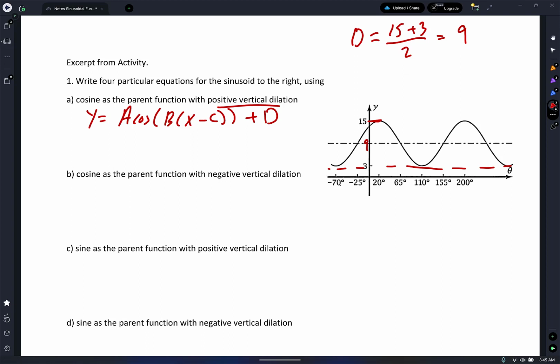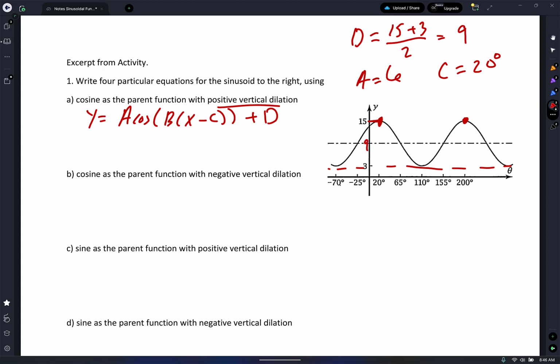The amplitude is from the midline to the high point, or the difference between the high and the midline. So what's the difference between 15 and 9? That's my amplitude. Let's see, what's next? If I use cosine, how do I get my C? I use a peak, a max. So what's the x value for those peaks? For any of those peaks, it doesn't matter which one. 20. Usually you want to use the one that's closest to the y-axis, but it's not a big deal. If you were to say 200, it would be the same.